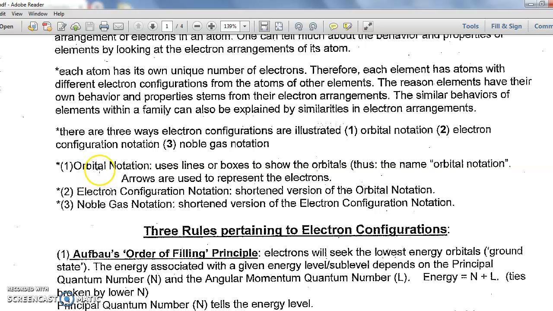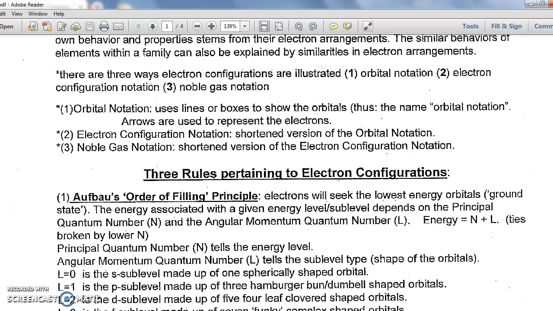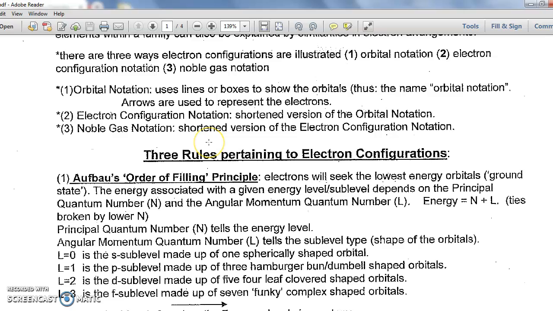The four that we learned about were orbital notation, which uses boxes or lines to represent the orbitals, and they actually have arrows. Then there is electron configuration, a shortened version of orbital notation. So the general term is electron configuration, but one of them happens to be called an electron configuration. Noble gas notation, also called compressed or condensed electron configuration, is a shortened version of the electron configuration. And then the fourth one is the shortest of all. It's called a Lewis dot diagram.